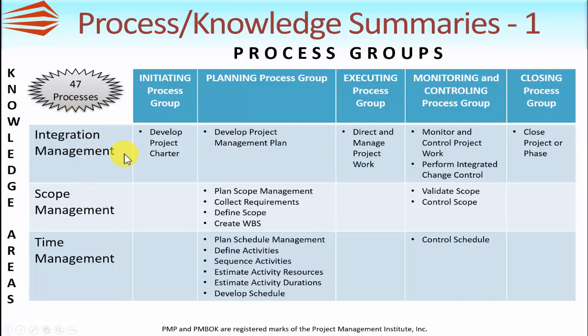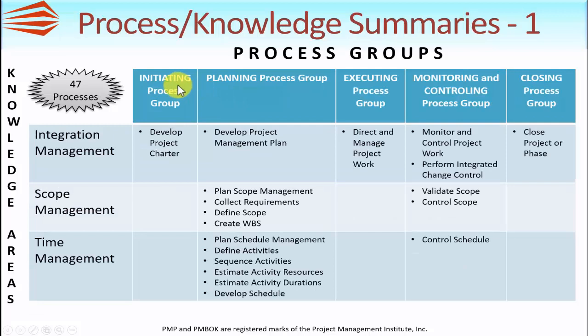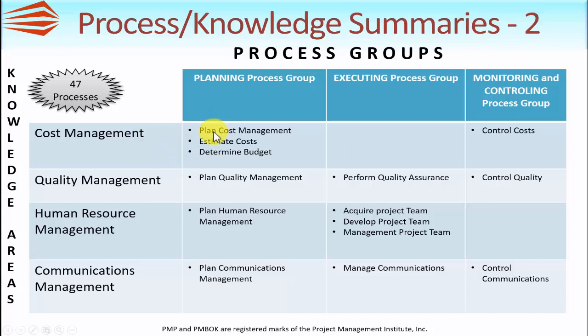You can see here, I'm only showing you the process groups that are relevant. In the previous slide, you had the initiating process group, but there are only 2 processes in that: this one and one in the stakeholder management knowledge area. So here's the second: cost management, quality management, human resource management, communications management, and the third and final one, which brings the total to 47 processes.